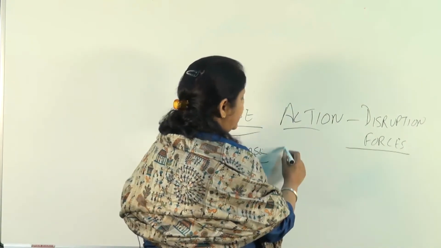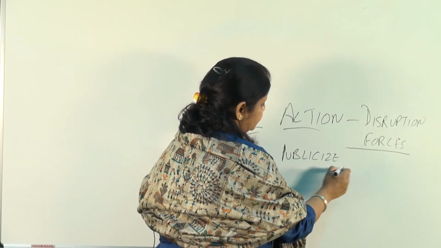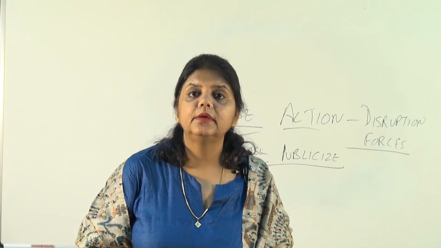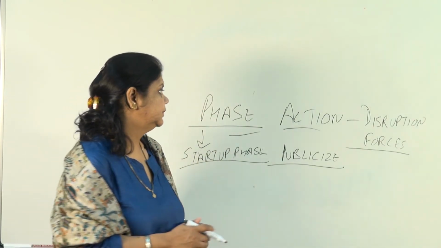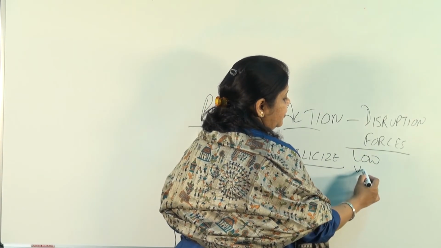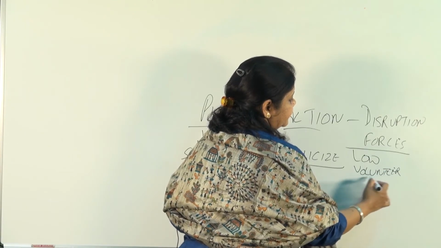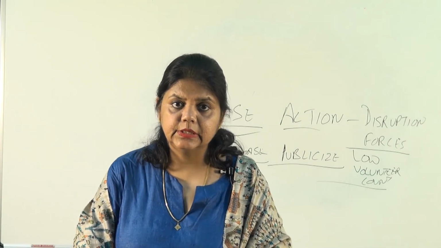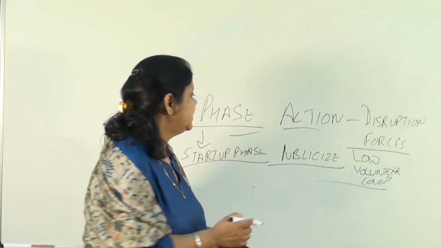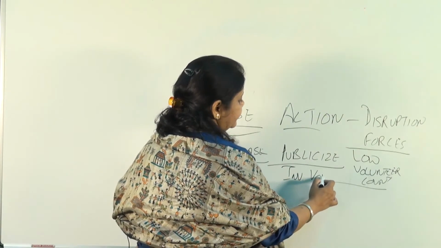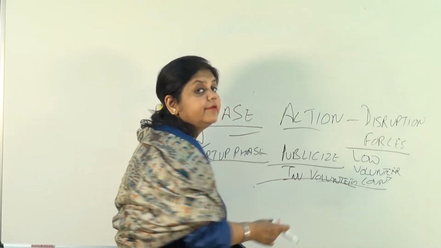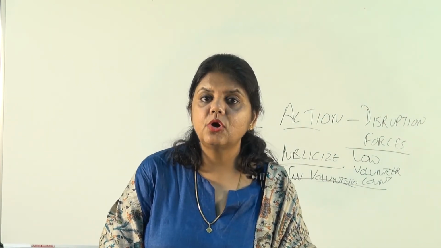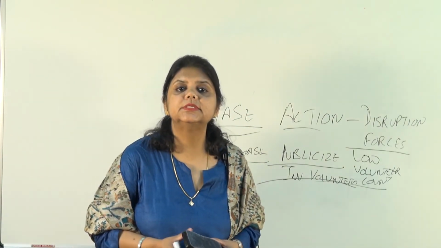We publicize what we are trying to do. When we publicize what we are trying to do, the disruption force can be low volunteer count. In the same startup phase, we can also have another action, that is, invite volunteers. The disruption forces over here can be inadequate knowledge and apprehension of these volunteers.